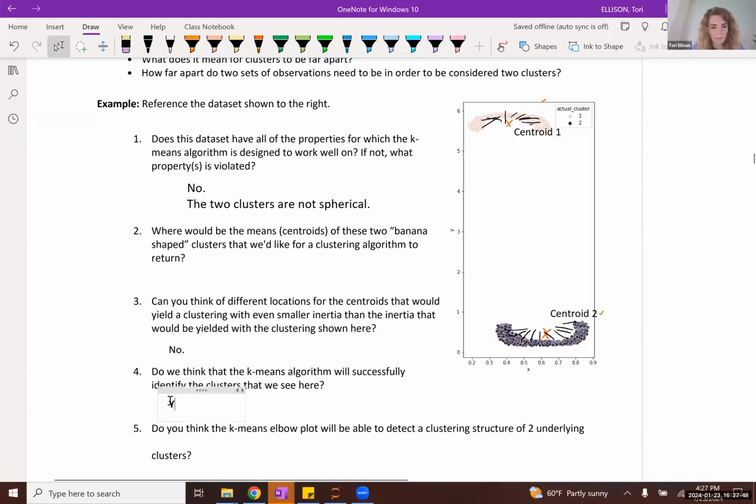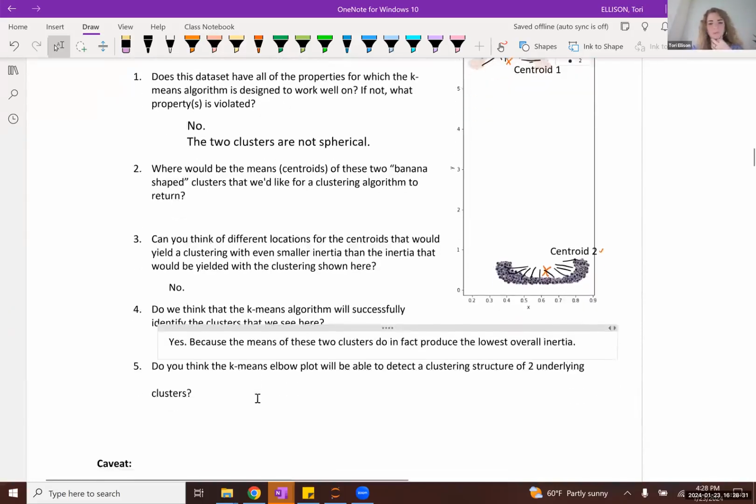So tentatively, because the particular means of these clusters that we're actually trying to identify here are in fact the best location for those centroids to minimize the inertia, because of this, k-means, even though we don't meet all the ideal properties, we can guess, will successfully be able to identify the clusters that we see here. So the answer is yes, because the means of these two clusters do in fact produce the lowest overall inertia.